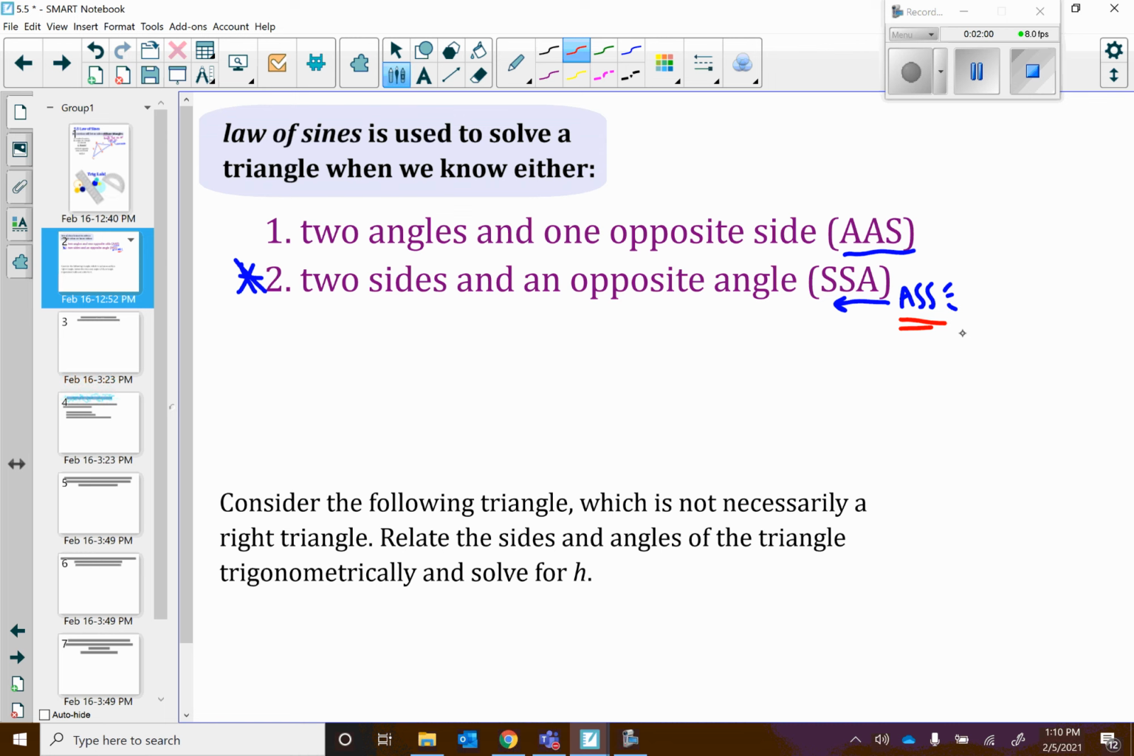Okay, if we have angle side side, this is going to potentially be kind of tricky. So we'll get to that one in a little bit. But these are the two ways we will be able to use law of sines. Now let's get to what law of sines really says.